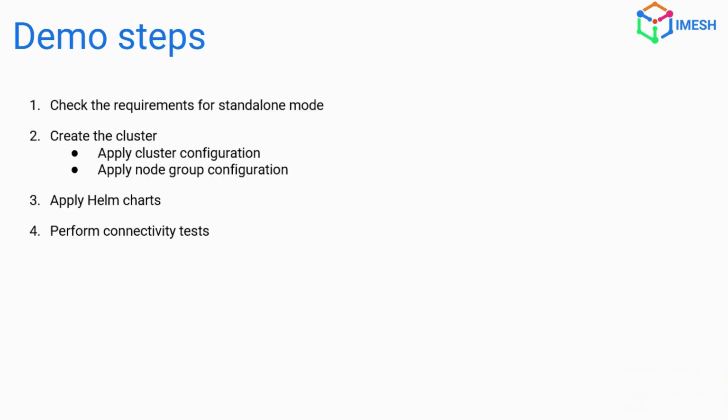Now moving to the second item on our agenda, the installation demo. To keep things organized, we will cover this process in four main steps. First, we will check the requirements for running Cilium in standalone mode to ensure our environment is ready. Second, we will create the cluster. This involves applying both the cluster configuration and the node group configuration. Third, we will apply the Helm charts to actually deploy Cilium into our environment. And finally, we will perform connectivity tests to verify that our networking is functioning correctly.